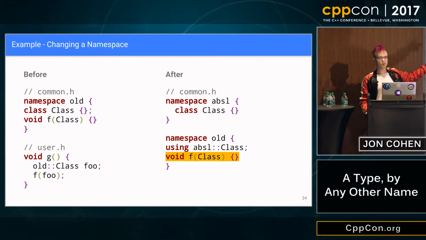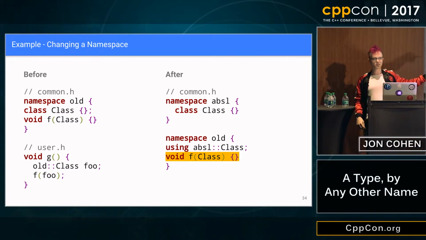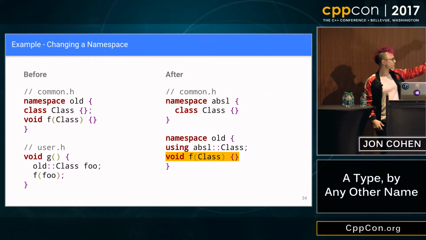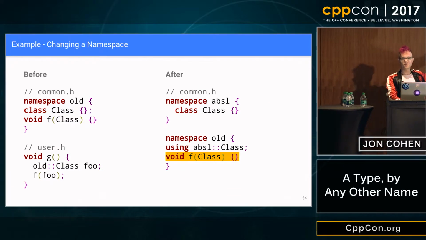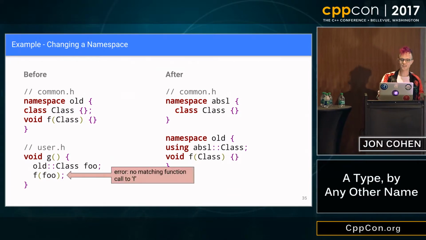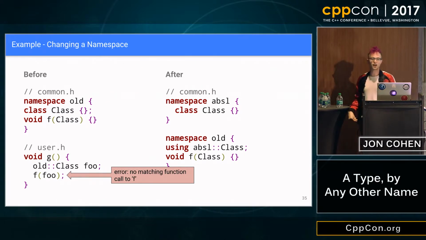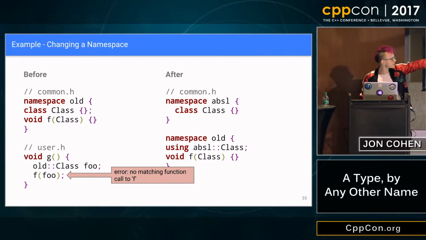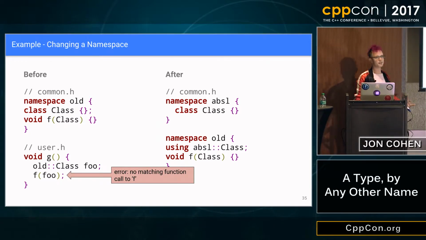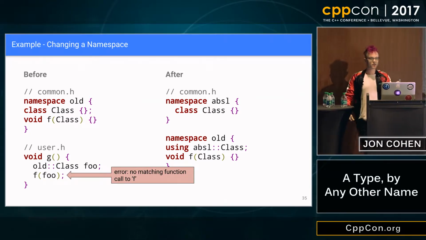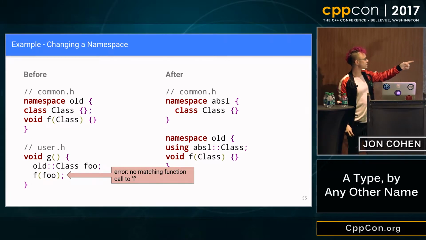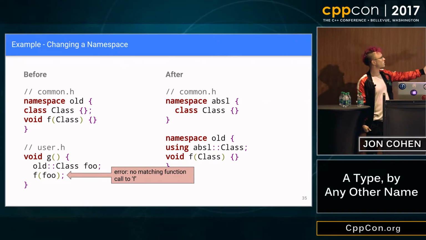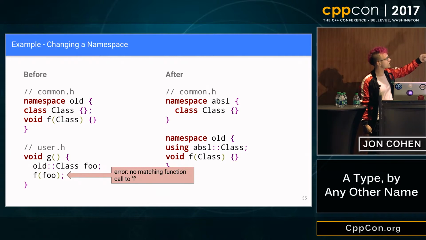Now what happens with this user code? Does anybody want to tell me if this compiles or not? Does G compile? There are a couple of people shaking their head. It does not compile. This is the error message from Clang 5. No matching function call for f. We can see f. It's right there. There's the matching function call, but it's not in an associated namespace anymore, even though class foo is declared as an old : class. Its associated namespace is absale, not old.